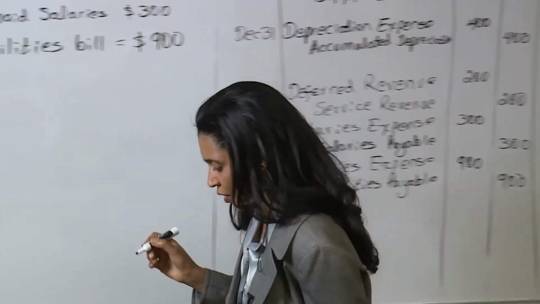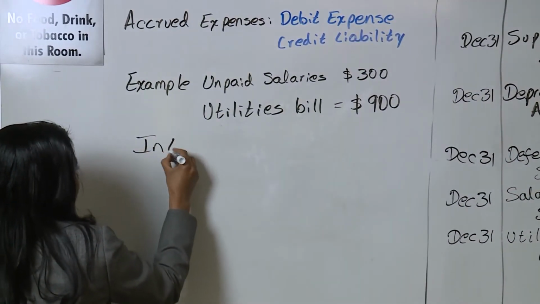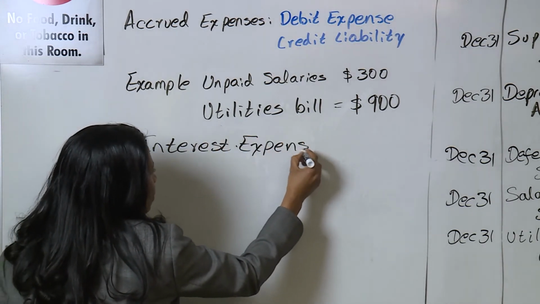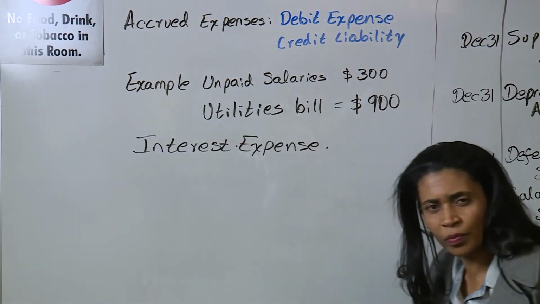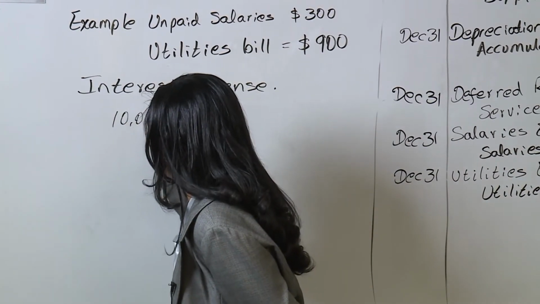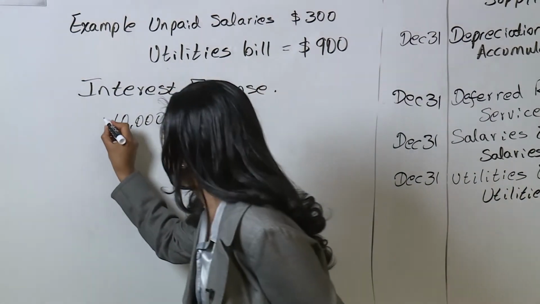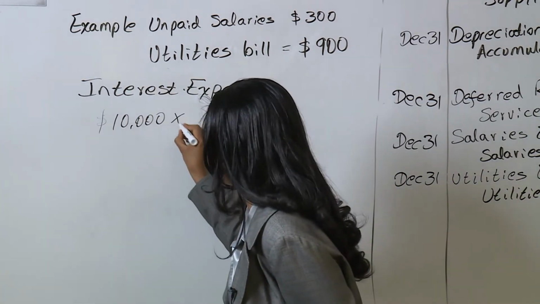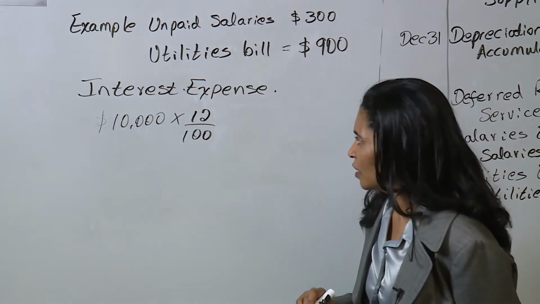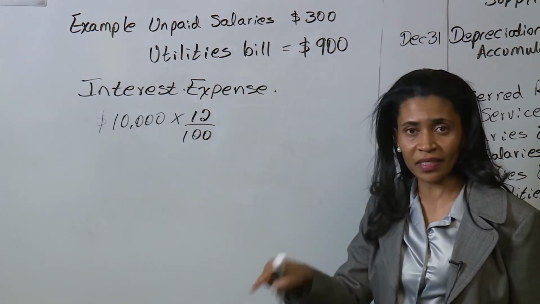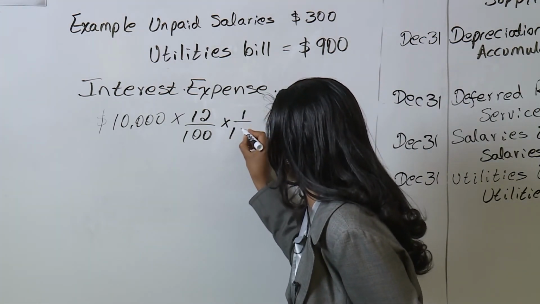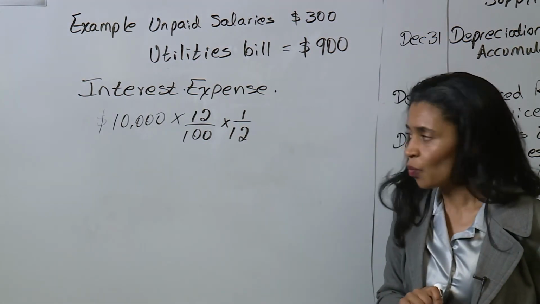Okay, and one more thing is going to be interest. Interest expense, specifically. If you remember, we borrowed money on December 1st. December 1st, we borrowed $10,000 by signing a note from a bank. Let's say the interest is 12%. And between December 1st and December 31st, 1 month passed. So that is 1/12.